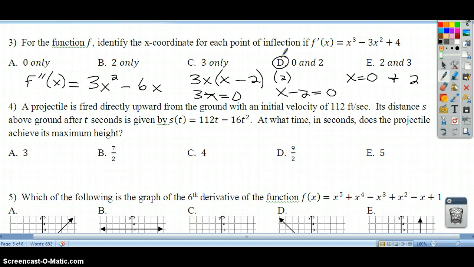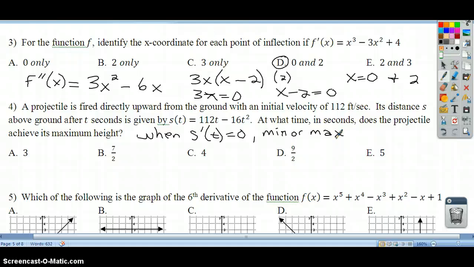A projectile fired upward. Distance above the ground is given by that formula. At what time in seconds does the projectile achieve its maximum height? So first of all, we've got to figure out where the first derivative is 0, because it's actually s prime. So s prime of t equals 0. There's a min or max. Okay, and since it's a squared function, our derivative is going to be linear, so there's only going to be one value.